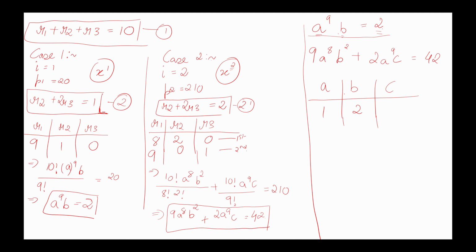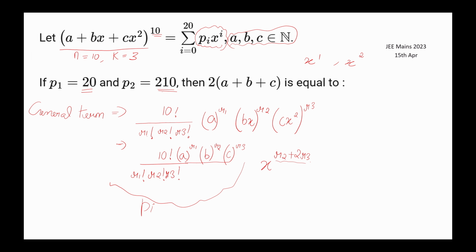Now let us put the values of a and b in the second equation and find out the value of c. This becomes 1, this becomes 4, 9 4s are 36. This gets subtracted, 42 minus 36, this becomes 6. From here we would have 2c is equals to 6, and from here c would come out to be 3. So this is how we've calculated our values of a, b, c. a is 1, b is 2, and c is 3.